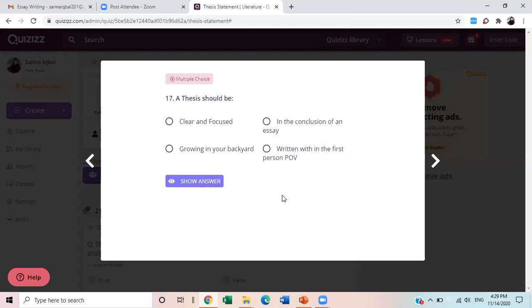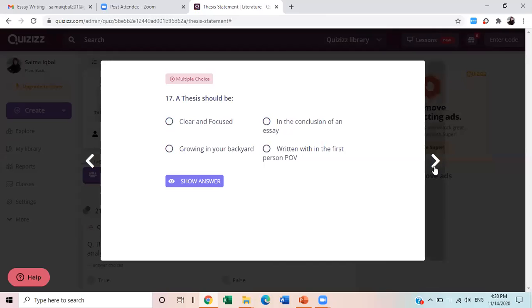A thesis should be clear and focused, in the conclusion of an essay, or written in the first person. A thesis should be in the conclusion of an essay? Okay. Clear and focused. All right. Because it cannot come in the conclusion. What we do in the conclusion paragraph, I will teach you how to write a conclusion paragraph. In that we summarize, basically we restate the thesis statement.